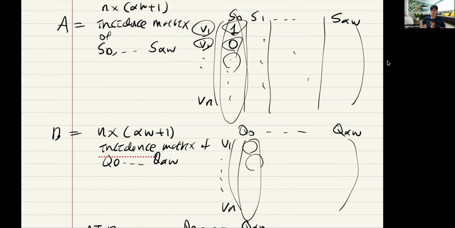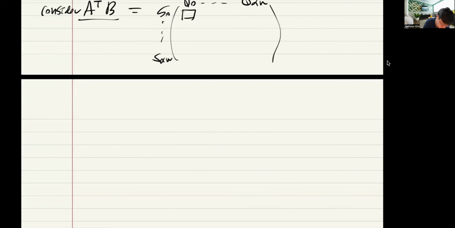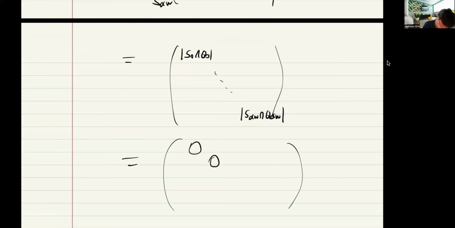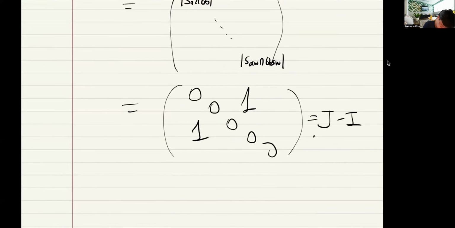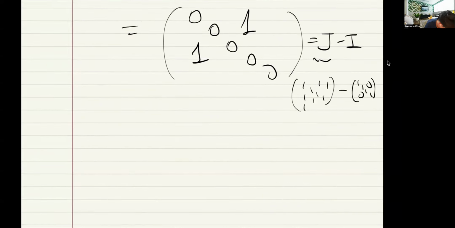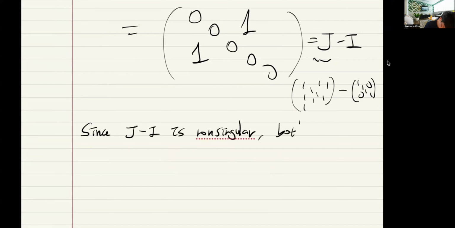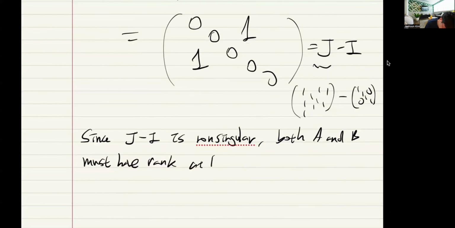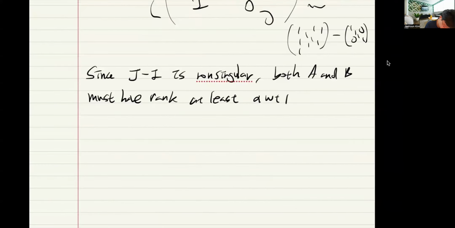But what does it count? It actually counts the size of the intersection. So you get the matrix which is 0 on the diagonal and everything else is 1, which is J minus I, where J is the all-ones matrix and I is the identity matrix. Okay, but what do you know? Since this J minus I is non-singular, both A and B must have rank at least alpha omega plus 1. So this is an alpha omega plus 1 by alpha omega plus 1 matrix, right? So it has to be at least that.